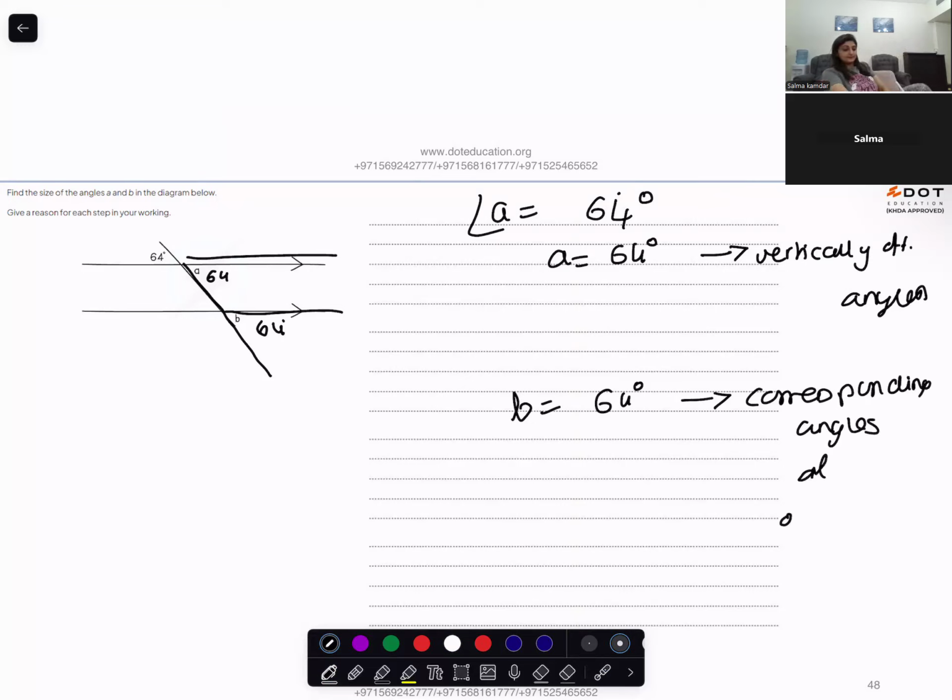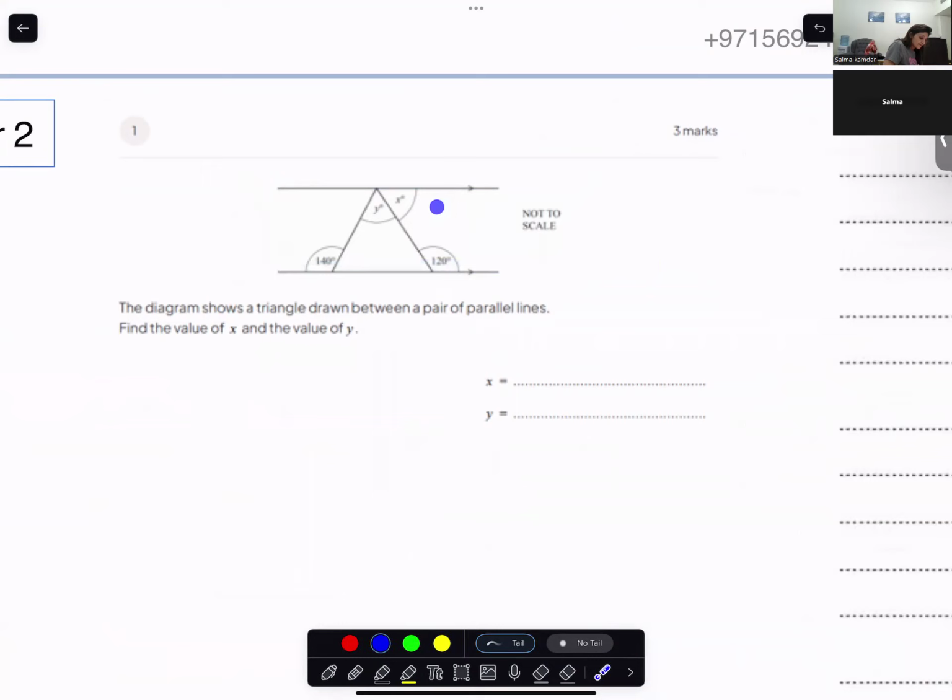Now look at this question over here. We'll try to do some questions. The diagram is between two parallel lines. I have to find the value of x and y. There's a triangle in between, I can see that.